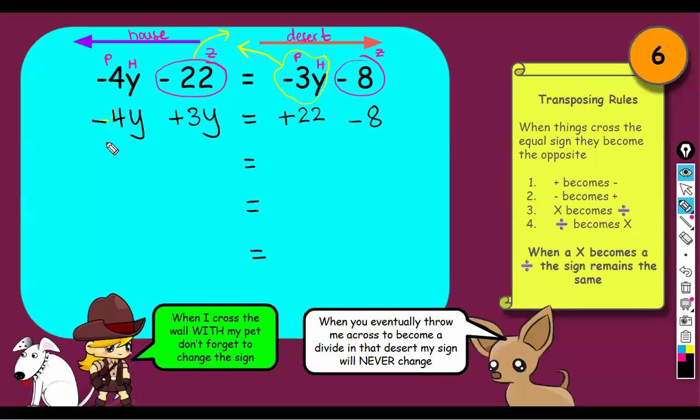Let's start combining like terms. -4Y plus 3Y. Signs are different, so we minus. So we're going to get -1Y. We put back the sign of the larger. +22 -8. Signs are different, so if I have 22, that should be what? 14. +14. I hope you all have that.